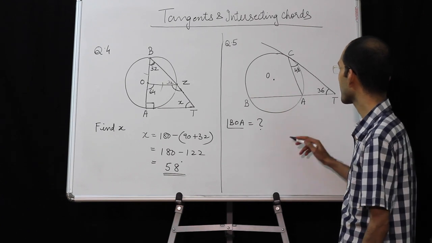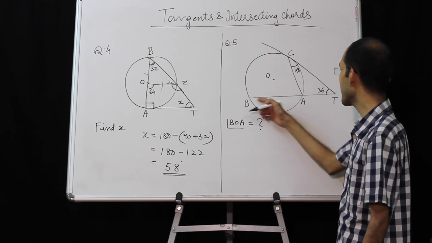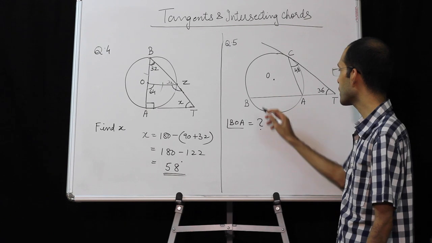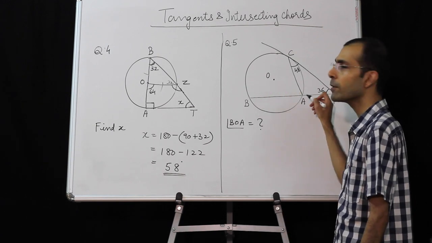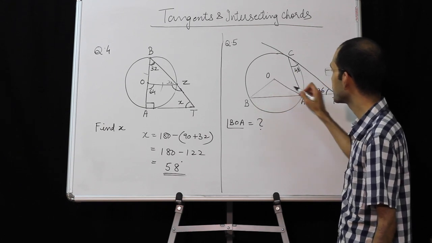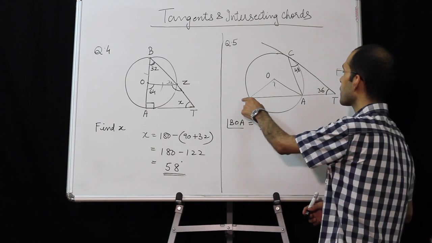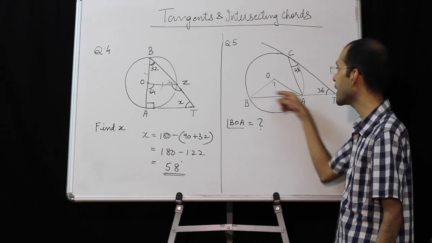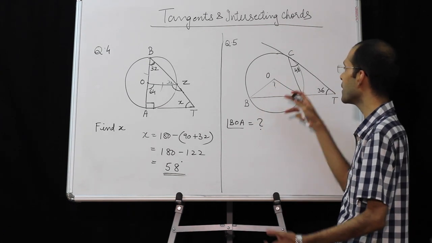Okay, question 5. O is the center of the circle. TC is the tangent. BA is a chord and BAT is a straight line. The data is given: O is the center of the circle, BA is a chord stretched up to any point T, and TC is a tangent. We need to find angle BOA. So definitely we will have to join BOA. Sometimes this question can be framed as: find the angle subtended by the chord BA at the center. Subtended means formed, so naturally we'll have to find angle BOA only.